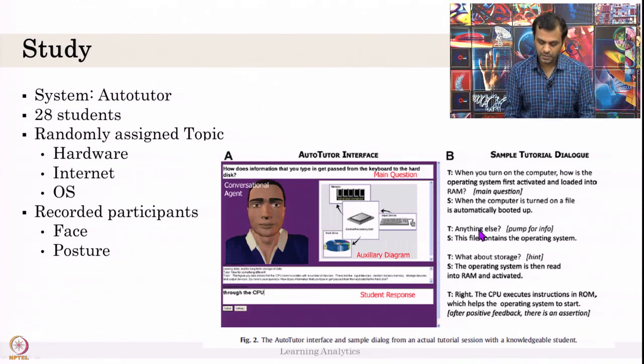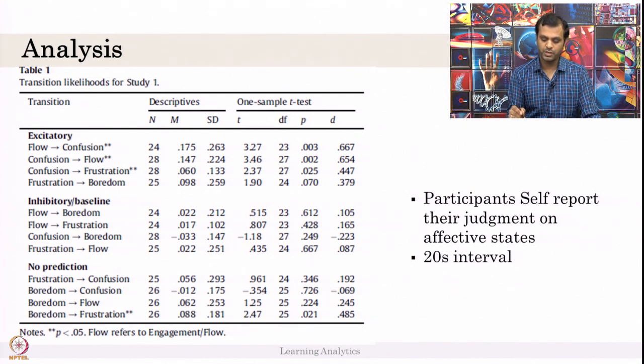Then the student types the answer instead of speaking, because voice recognition was not so great at the time when AutoTutor was created. So, when a computer is turned on, a file is automatically booted up, then it asks for more information, like, hey, what happens? If you are stuck, it might provide a hint. All these things happen in AutoTutor. So, imagine a student working in this kind of environment, and you record the student's facial expressions and posture. Also, you record the interaction screencast, the screen capture. You observe both. After observing both, you ask the students to self-report.